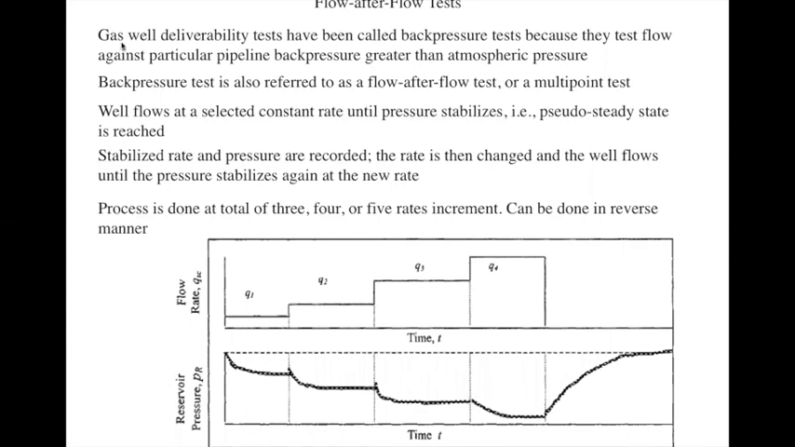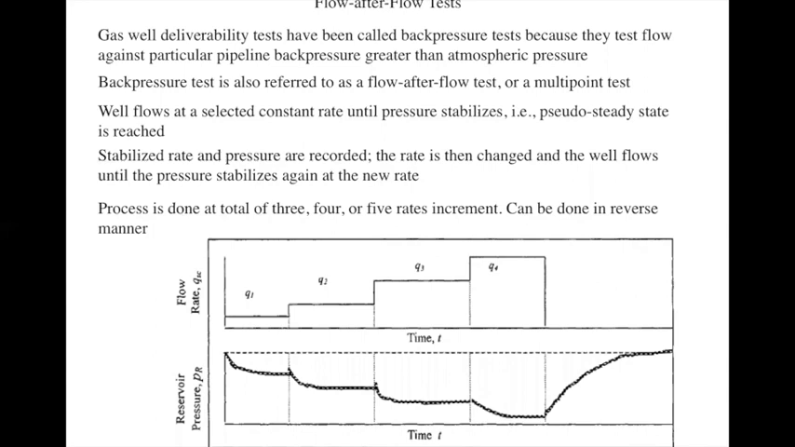Now you see that the gas well deliverability test has been called a back pressure test because they flow against a particular pipeline back pressure, right? Whenever you do the test, you have a certain pipeline back pressure against which you have to flow the well, and therefore such a test is also called a back pressure test. So this is a simple flow after flow test, which is also called a multi-point test.